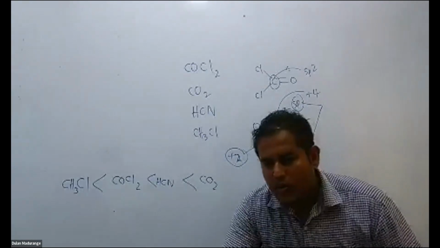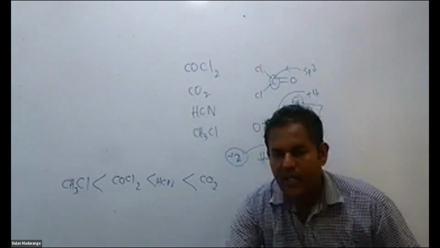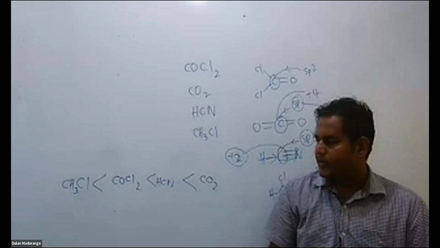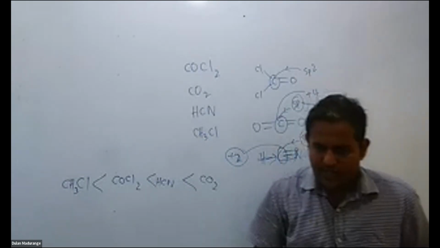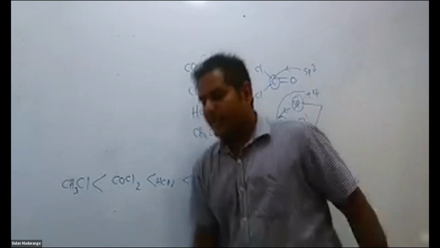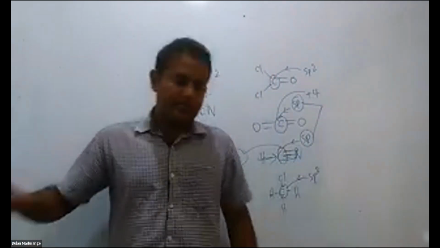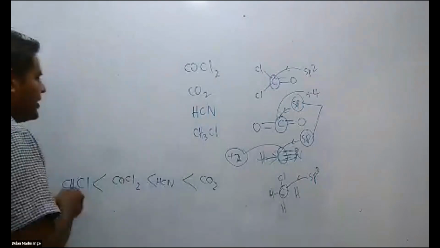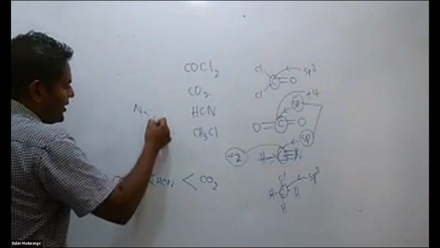How is the bond angle of ammonia greater than NH3? Ammonia, NH3. Now in that case, ammonia is this.